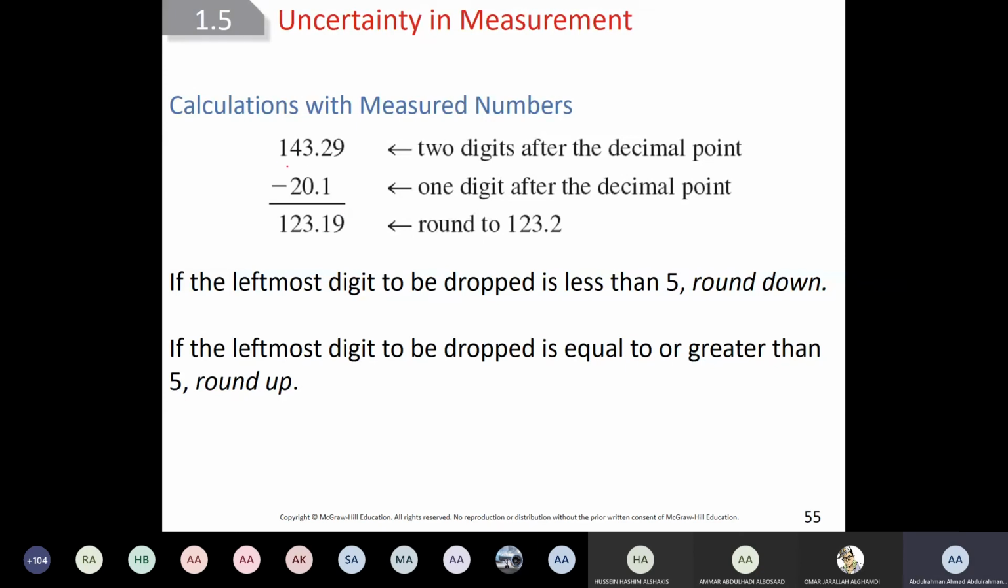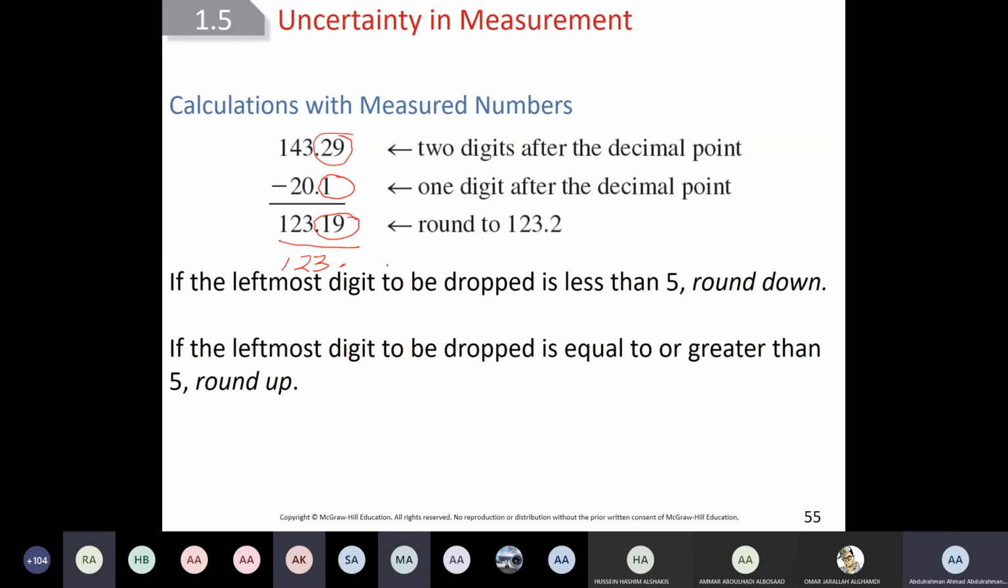Now we're going to subtract these numbers. You subtract them using your calculator, and that's the answer. Is this the right answer from a significant figures point of view? No. How many significant figures do you have here? 2. How many here? 1. How many should we have here? Only 1. So how should we report this answer?